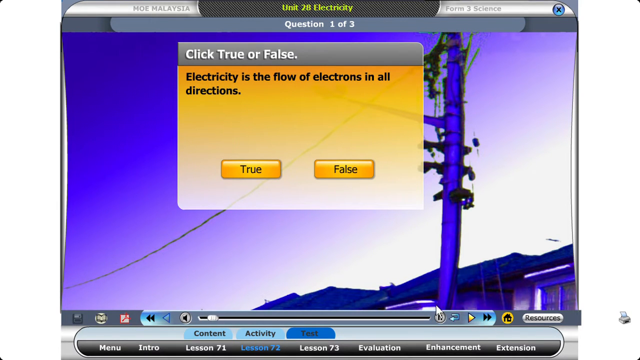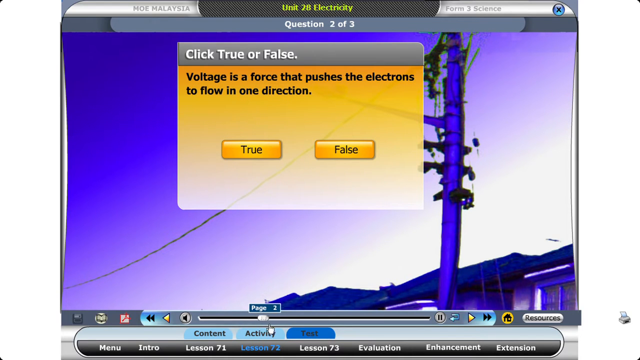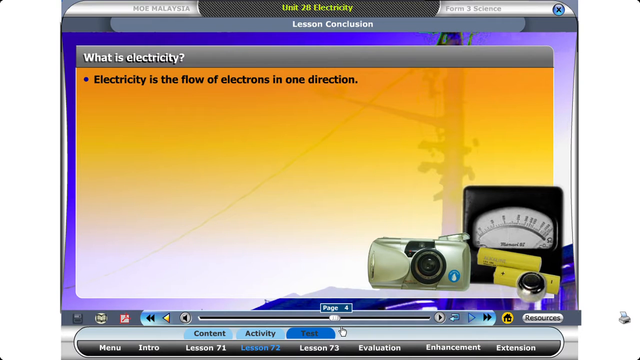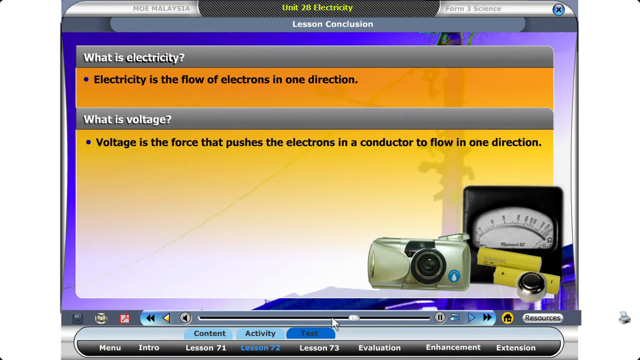Click True or False. Electricity is the flow of electrons in one direction. Voltage is the force that pushes the electrons in a conductor.